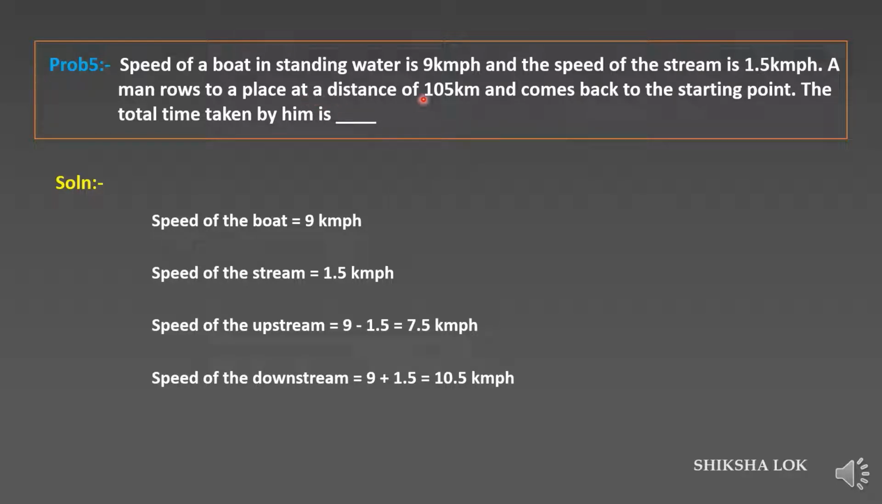So the total distance is given. We know the speed. Now we need to calculate the total time taken by him to travel this 105 km. So we know total distance as 105 km, and we assume the total time taken to travel this 105 km in upstream and downstream both is t. So t is given by distance by speed. The distance is the same, but there are two speeds, upstream and downstream.